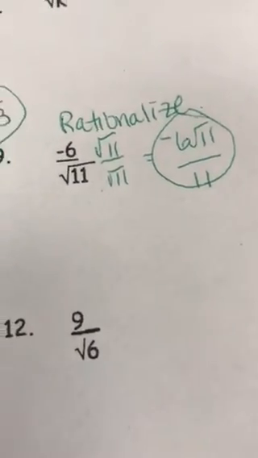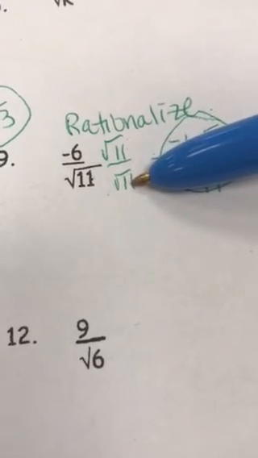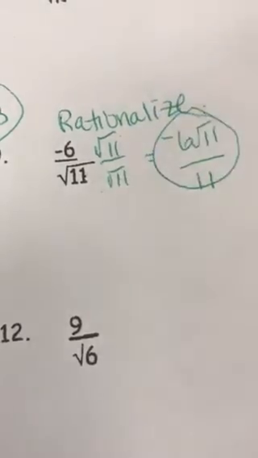So the rule when you rationalize is whatever's in the denominator, you just multiply that number over itself by both the numerator and the denominator, multiply straight across.